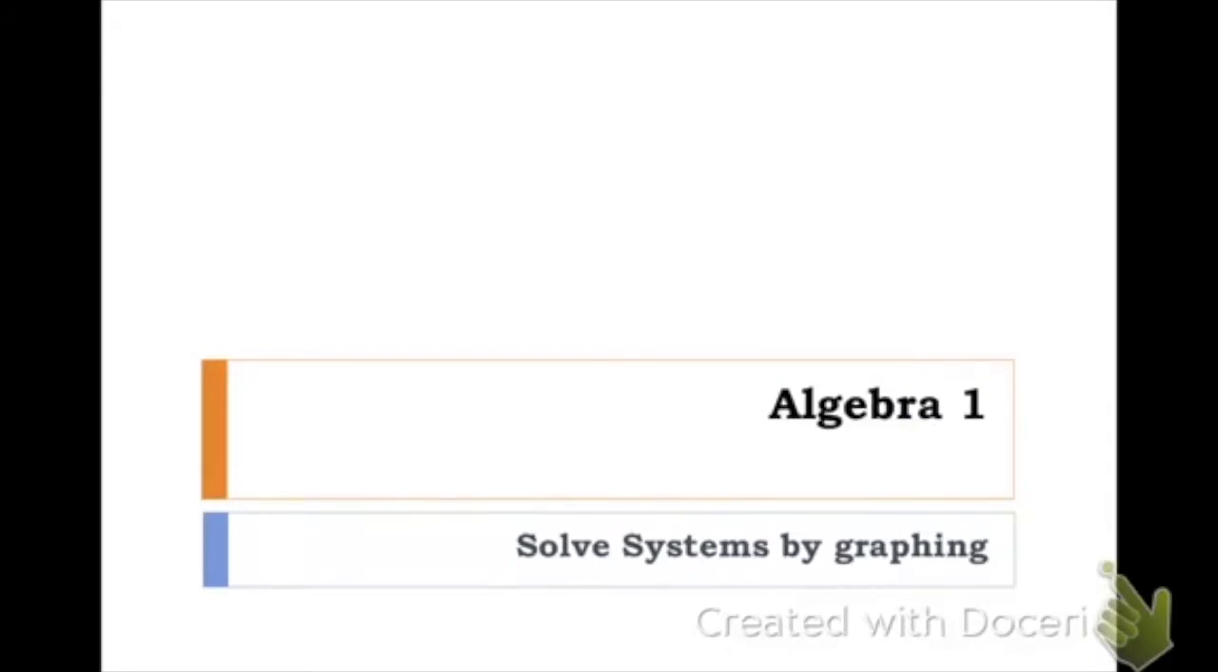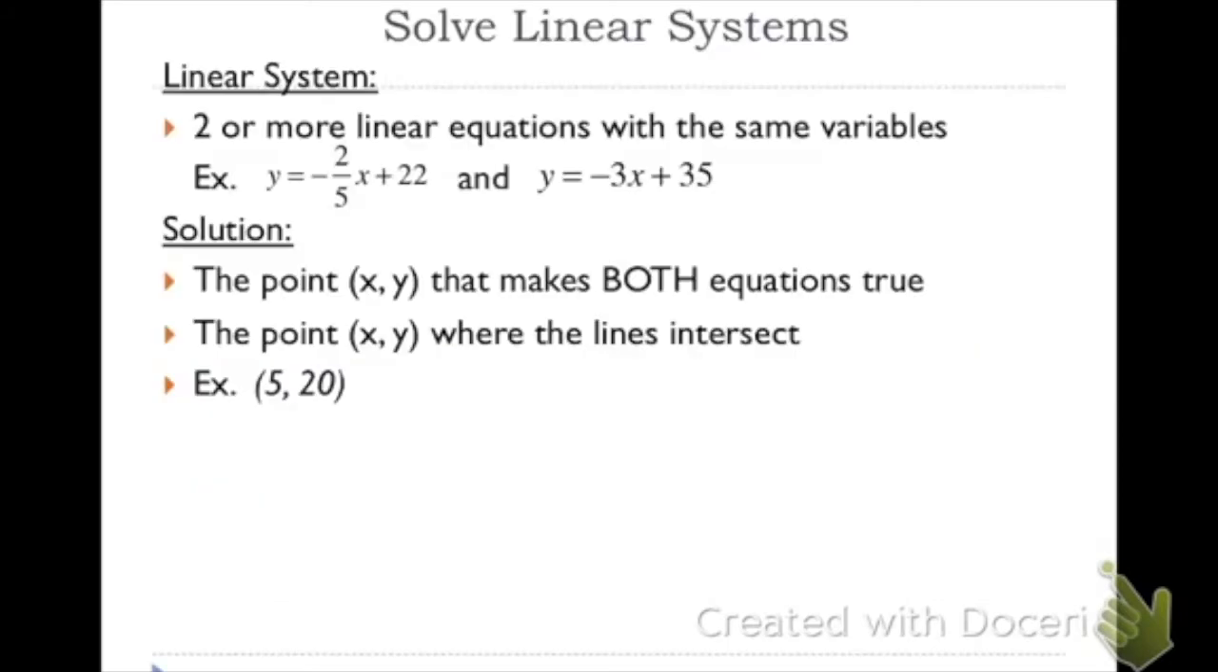We're starting a whole new unit called Solving Systems of Linear Equations. Now I know your first question is going to be, what the heck is a linear system? Well, a linear system is when you have not one, but two or more equations that share the same variables. So in my example, I've given you two equations that have both an x and a y. So we could consider these a system of equations.